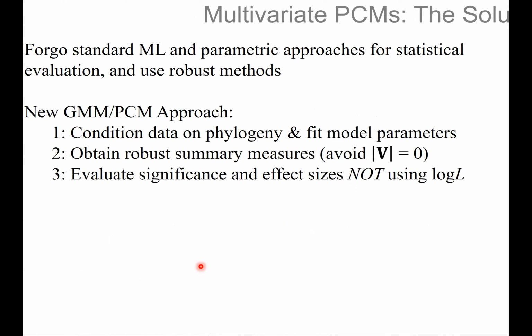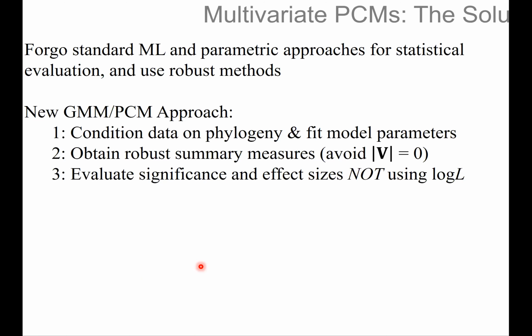Second, get summary measures of the fit in such a way that we avoid this determinant equal to 0, so we don't divide by 0. And then third, evaluate significance and obtain the strength of the effect, not using the likelihood, again, because the likelihood divides by 0. So how do we accomplish those?